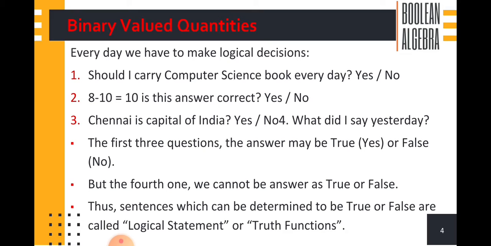But the fourth question, what did I say yesterday? We cannot answer as true or false. So the sentences which can be determined to be true or false are called logical statements or truth functions. The sentences used to give the answer true or false are called logical statements, or we can also call them truth functions, because you can say either true or false.